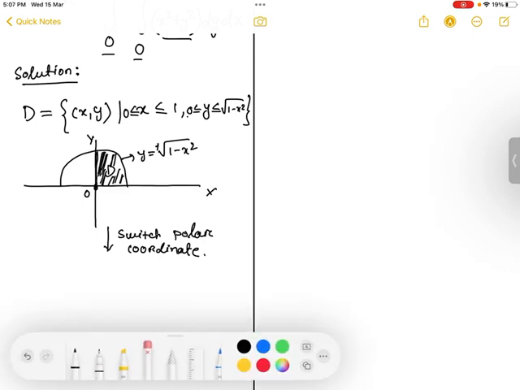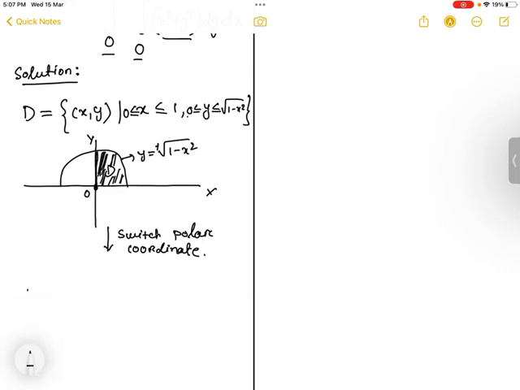D star is, assume that it is in polar coordinates, so how does D star look like? You can see that our angle is varying from 0 to 90 degrees and r is varying from 0 to 1. So here D star is the set of (r, theta) such that r is varying from 0 to 1 and theta is varying from 0 to pi by 2. Okay, if it is 2 pi, then you will get the full circle.